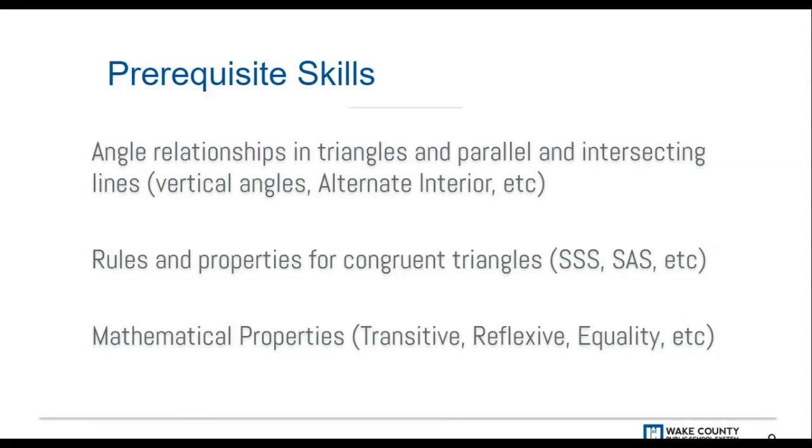Here are some key skills needed to be successful with the content of this unit. You should be able to identify angle relationships in triangles and parallel and intersecting lines, vertical angles, alternate interior angles, etc. You should know the rules and properties for congruent triangles: side-side-side, side-angle-side, etc. And identify mathematical properties, such as the transitive property, reflexive property, property of equality, etc.